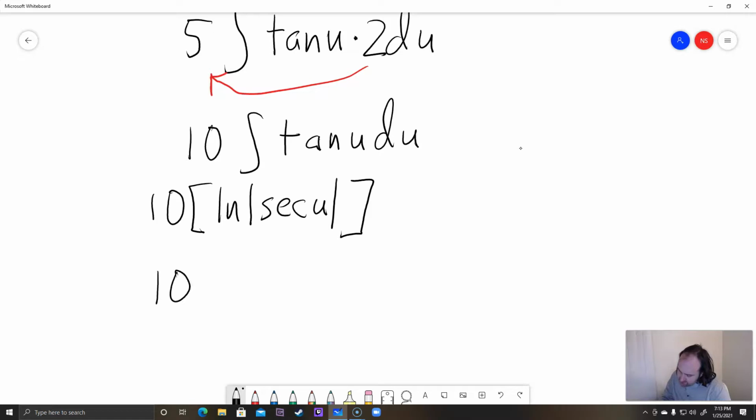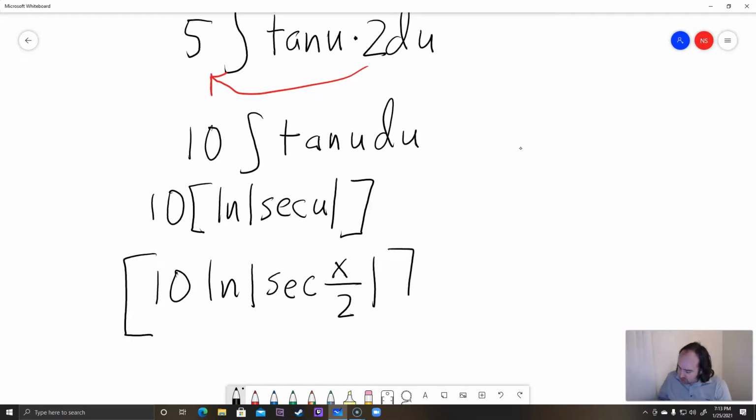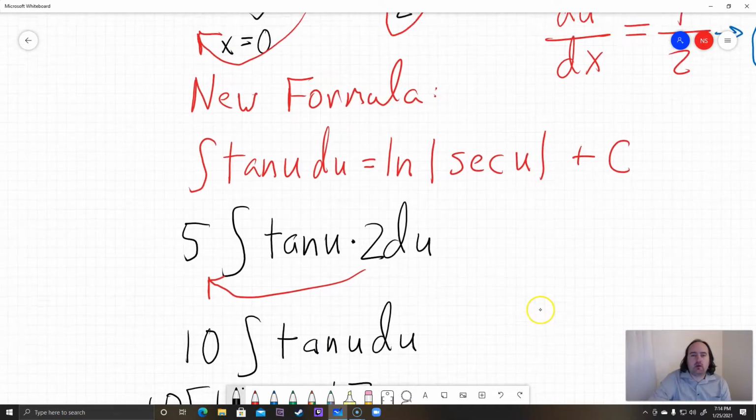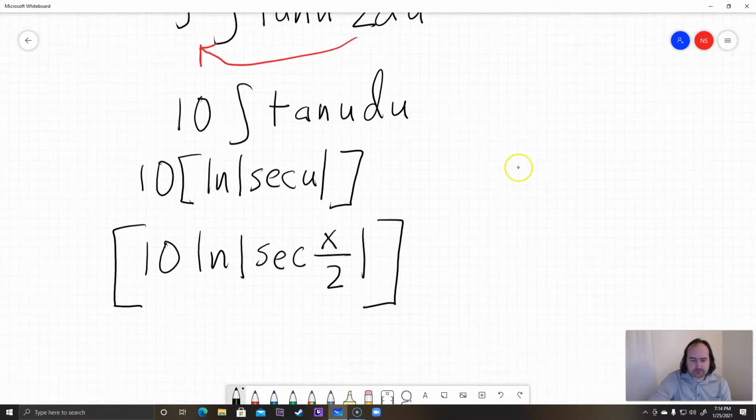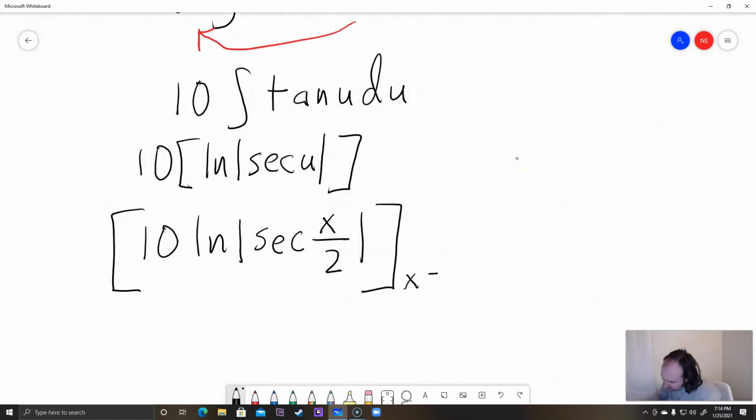Okay, so we're going to have 10 times natural log of absolute value of secant of u, but we said u was x over 2. So we're going to go ahead and plug that in here. So we have secant of x over 2. Okay? And now that it's back in terms of the original variable x, we can actually go ahead and evaluate this integral from x equals 0 to x equals 2 pi over 3.